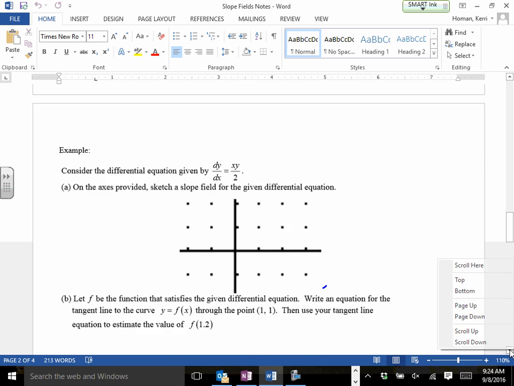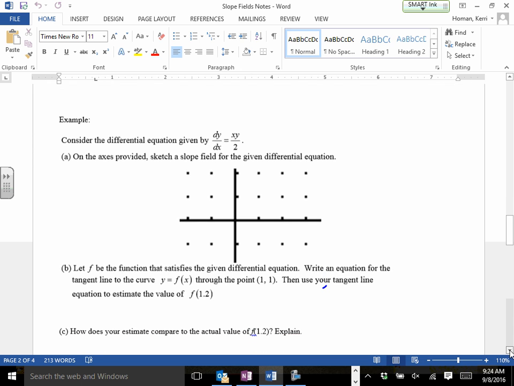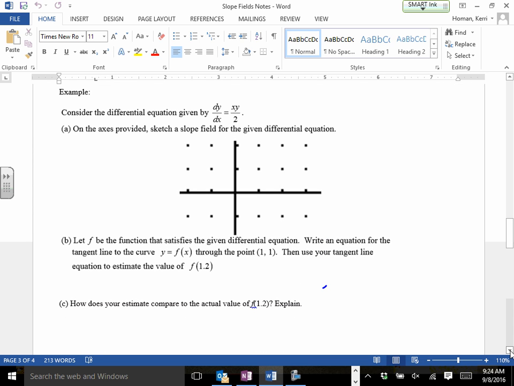All right, here is an example of an AP question. So here we have dy/dx equals xy over 2. Now, this is something that tomorrow we could separate our variables and do differential equations. We're not going to do that yet, but tomorrow we could. So go ahead and fill out that slope field for me, please.